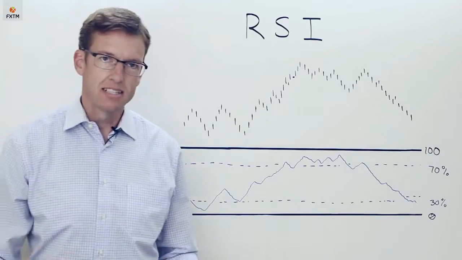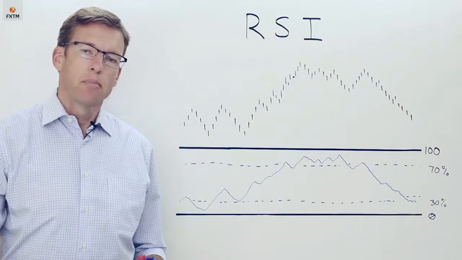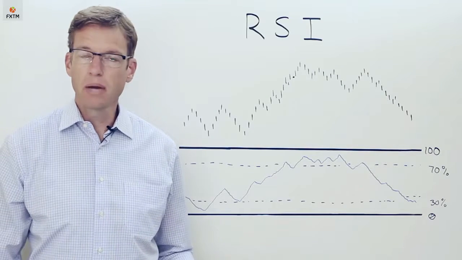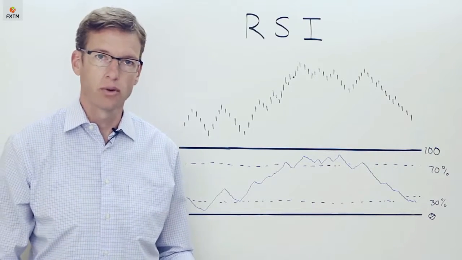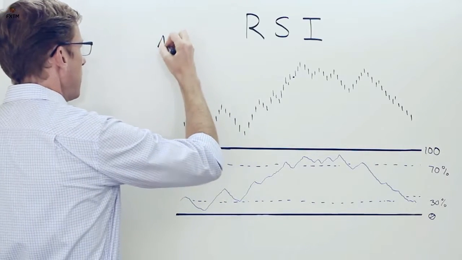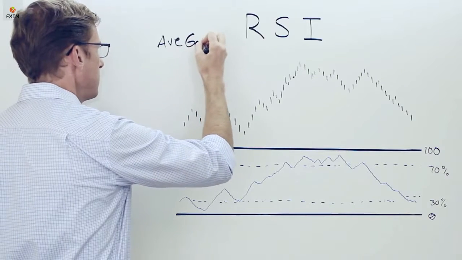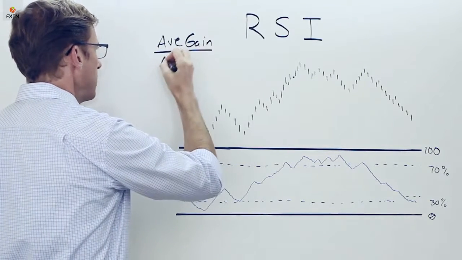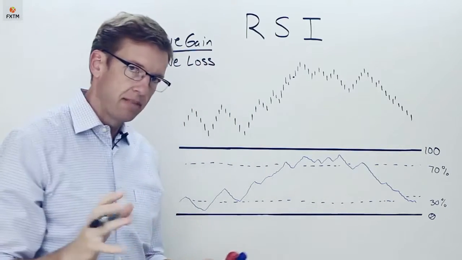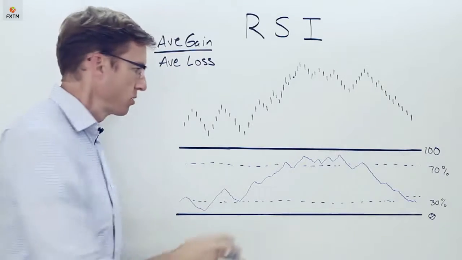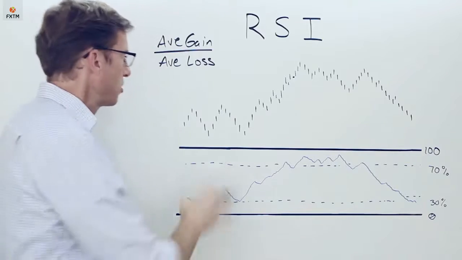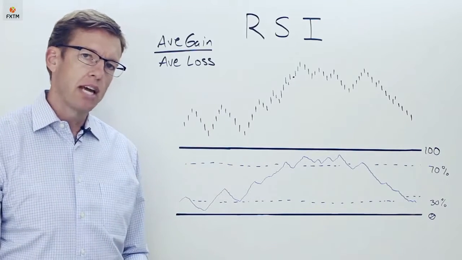Now, the oscillator analyzes price over time by evaluating the average gain versus the average loss over a specific look-back period, which the default is 14 periods, or if you're looking at a daily chart, it'd be 14 days. So let's think about it like this. We've got the average gain divided by the average loss over that look-back period. That calculation is then further manipulated so that we can put it on a ratio graph here where it can't go above 100 or below 0. But that's basically what we're doing. So the average gain versus the average loss.